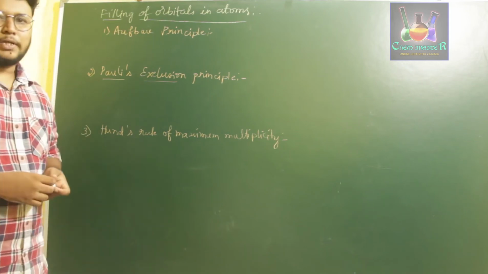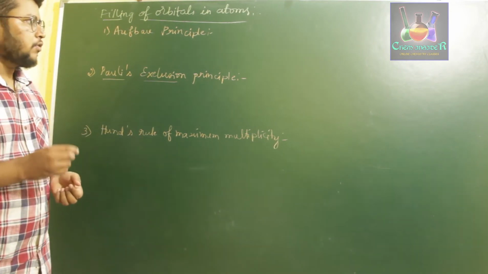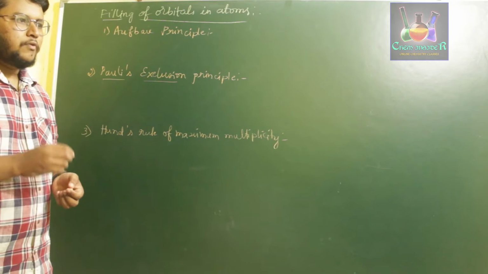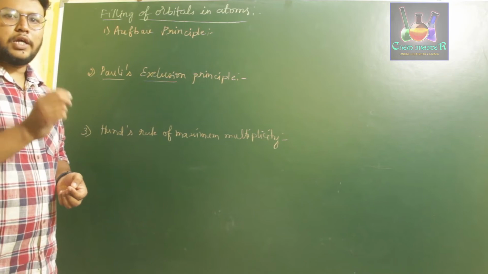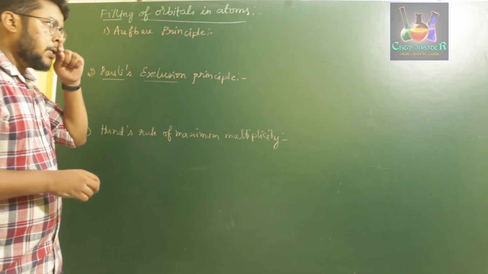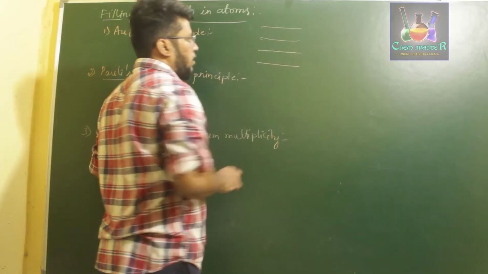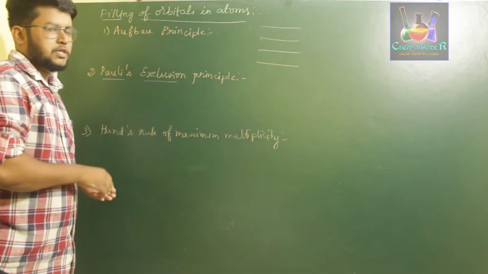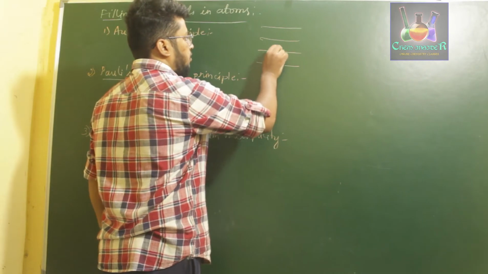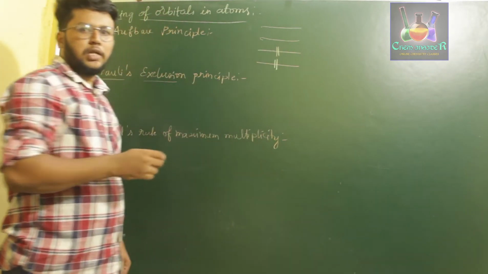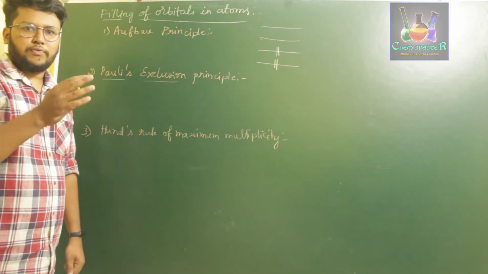The Aufbau principle says that when you fill electrons in orbitals, you have to start filling in such a way that the electron first enters the lower energy state. So if we have levels of energy, let us say like this, and you are giving electrons in order to fill the steps, you first have to fill the lower orbital and then you fill the next higher orbital.